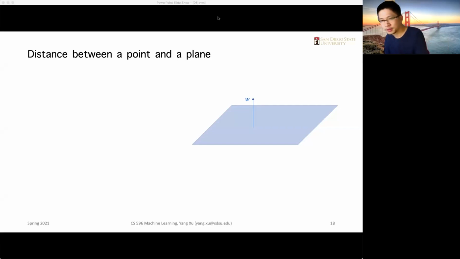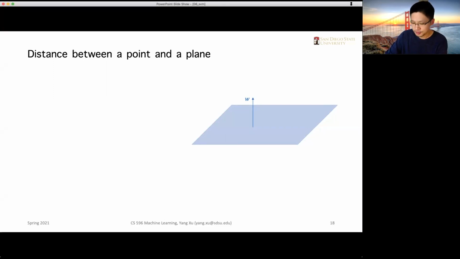All right, welcome back. Today we're going to continue our journey exploring SVM. Last time we defined the problem, which is to find the decision boundary. That decision boundary should maximize the margins.